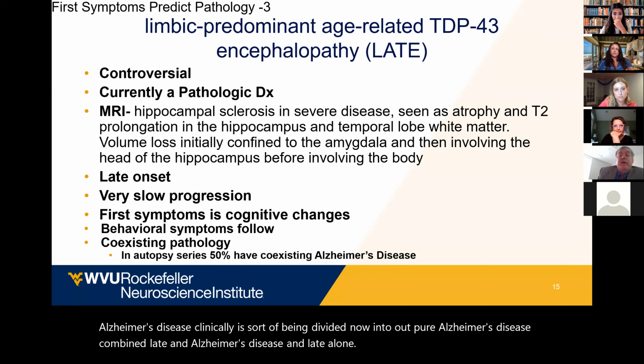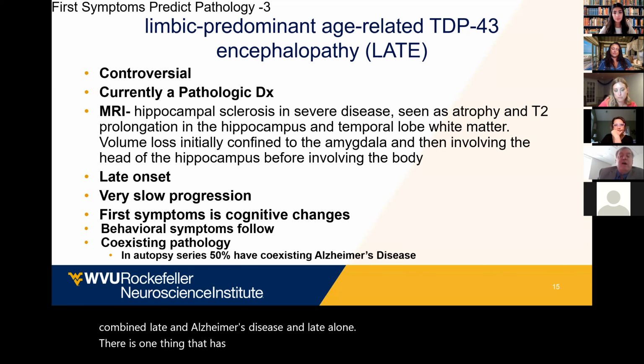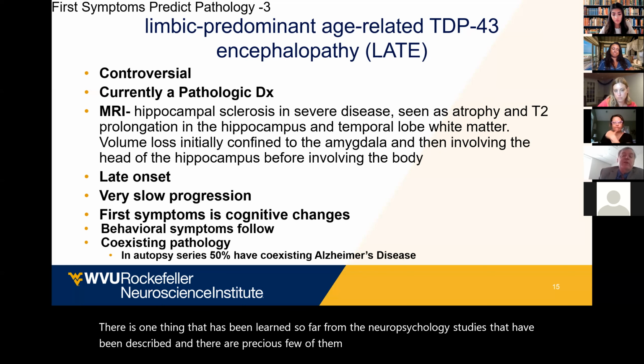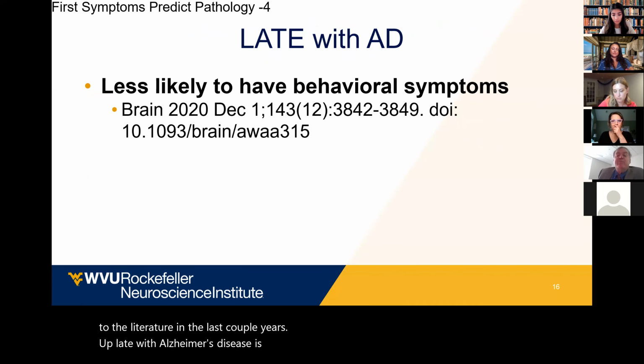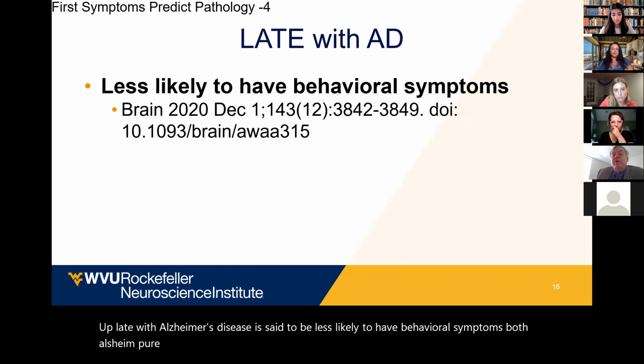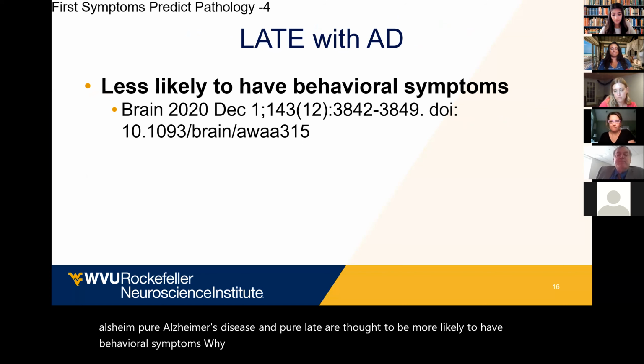There is one thing that has been learned so far from the neuropsychology studies that have been described, and there are precious few of them since this condition has only really made it to the literature in the last couple of years. LATE with Alzheimer's disease is said to be less likely to have behavioral symptoms. Both pure Alzheimer's disease and pure LATE are thought to be more likely to have behavioral symptoms. Why the combination would tend to be protective is totally unknown.